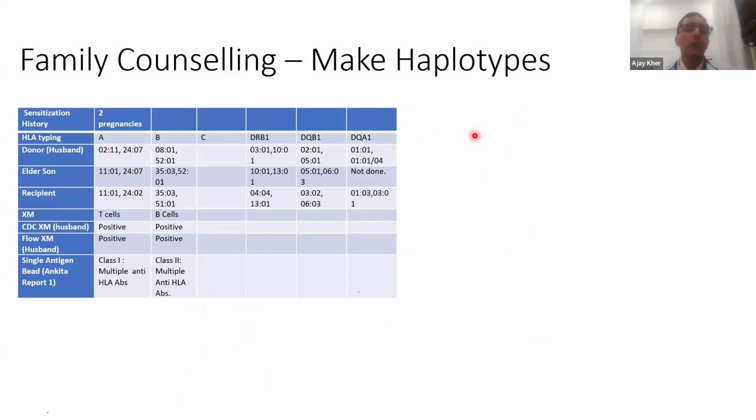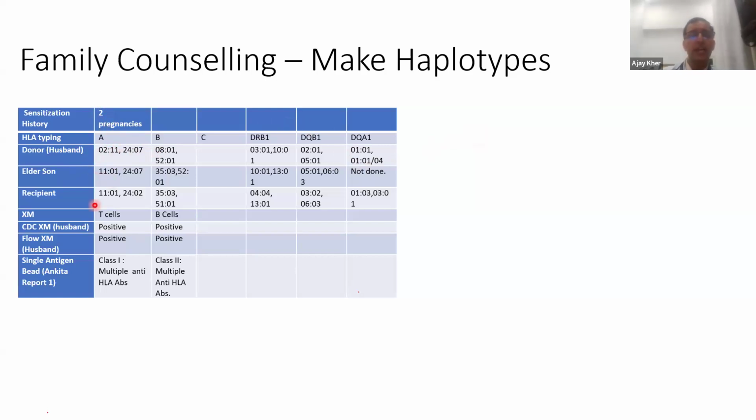So how can we evaluate and assess someone who has multiple donors or multiple positive cross matches, and move forward for them? Let's say you have someone who has 2 pregnancies, you have the husband's typing, and there is the elder son or the younger son or both of them that you have.